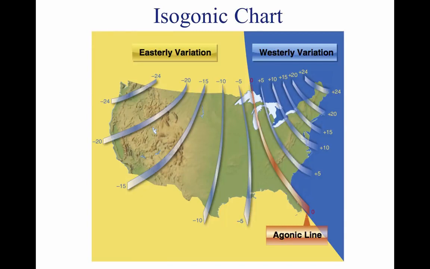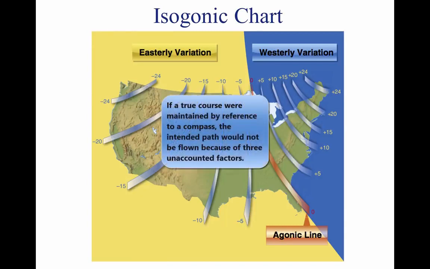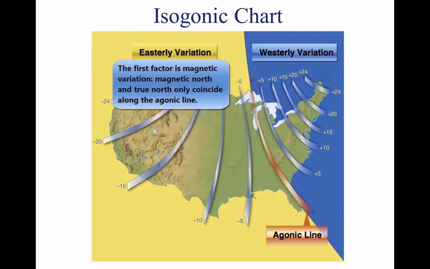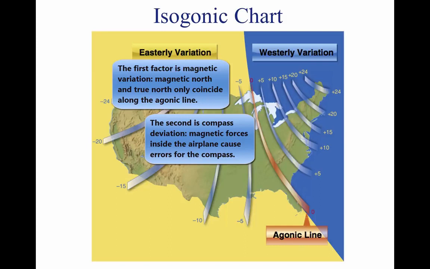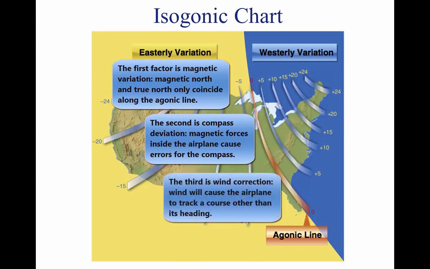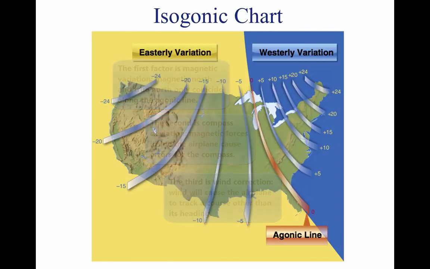For example, a line drawn between 2 points on a chart is called a true course, as it is measured from true north. However, flying this course off the magnetic compass would not provide an accurate course between the 2 points, due to 3 elements that must be considered. The first is magnetic variation, the second is compass deviation, and the third is wind correction. All 3 must be considered for accurate navigation.